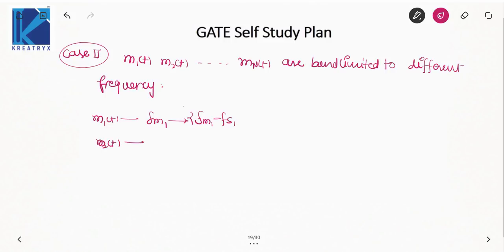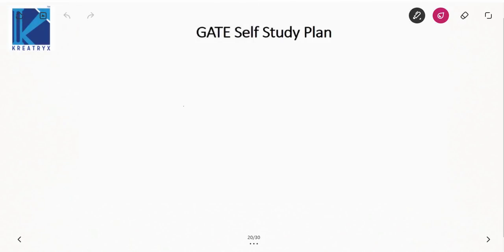Similarly, the second message signal is band limited to FM2, so the sampling rate will become twice of FM2. The third signal is band limited to FM3, so the sampling rate comes out to be twice FM3, and so on. Now in this case, if I want to find out the frame size, the frame size Ts is equal to the maximum of Ts1, Ts2, Ts3, and we know that Ts1 is equal to 1 by Fs1.